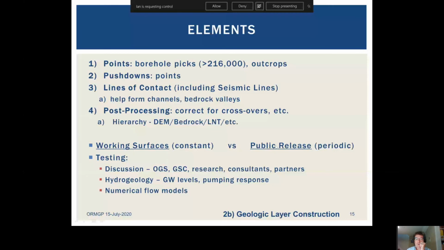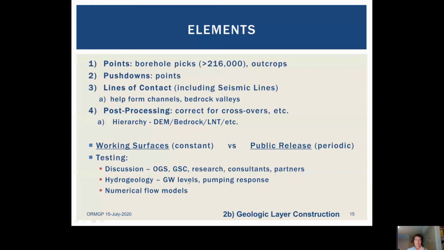And for instance, we're going to see some surfaces that are on the website. So periodically we release 3D geologic surfaces. We constantly have working surfaces. So basically what we're doing is we're testing these all the time. Like I said, it's discussion with the experts at the OGS, the GSC, researchers, Paul Caro, Nick Giles. Over the years, there's a lot of people that have a lot of ideas. We're always testing our surfaces against those.